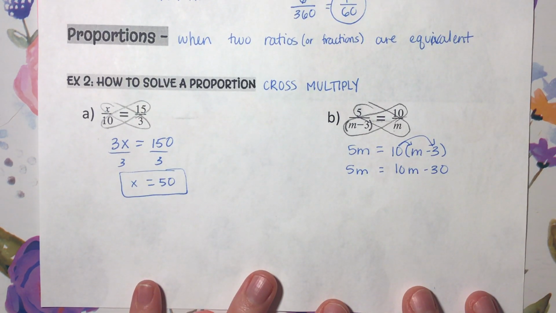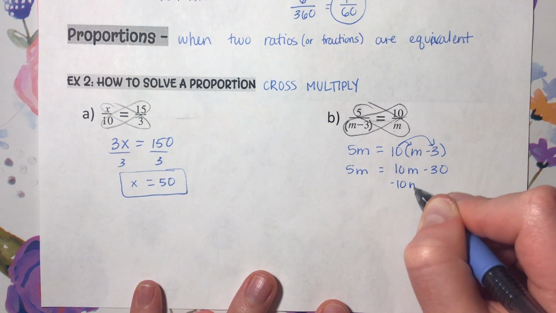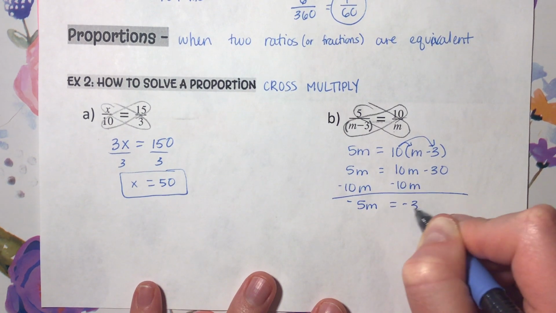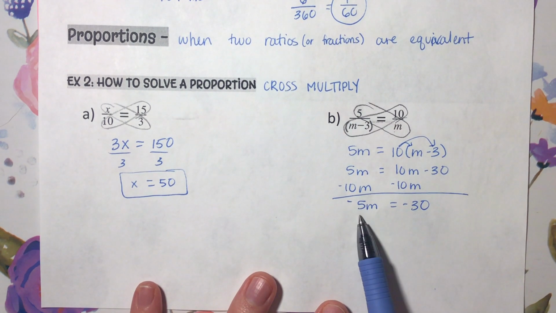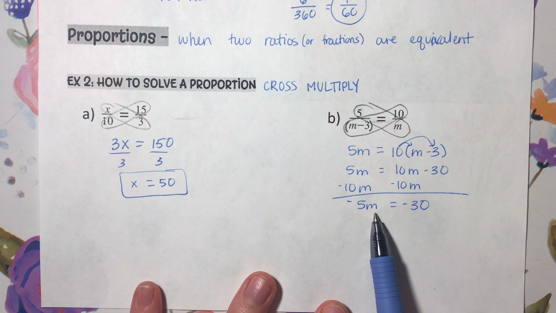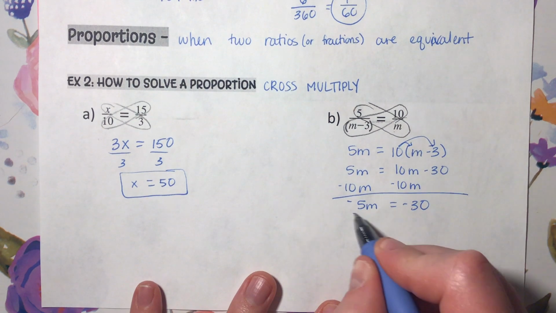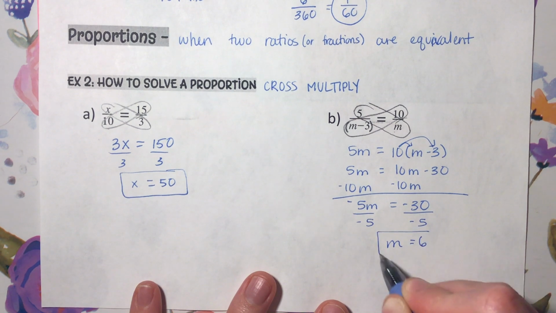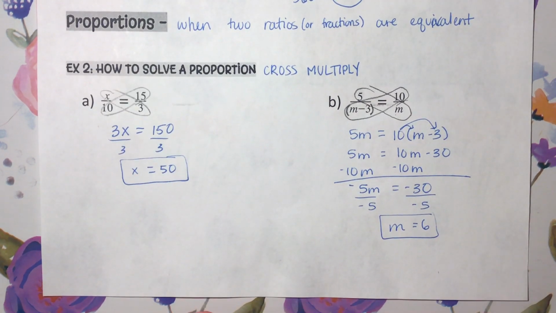Now I want to get the variables all together, so I'm going to subtract 10m from both sides. That gets me negative 5m is equal to negative 30. Now I want to get rid of this negative 5. Sometimes people say add 5. No, you're going to divide by negative 5 because when a number is right next to a variable, that means multiplication. To get rid of multiplication, I divide. So divide by negative 5, and I get m is equal to positive 6 because a negative divided by a negative is a positive.